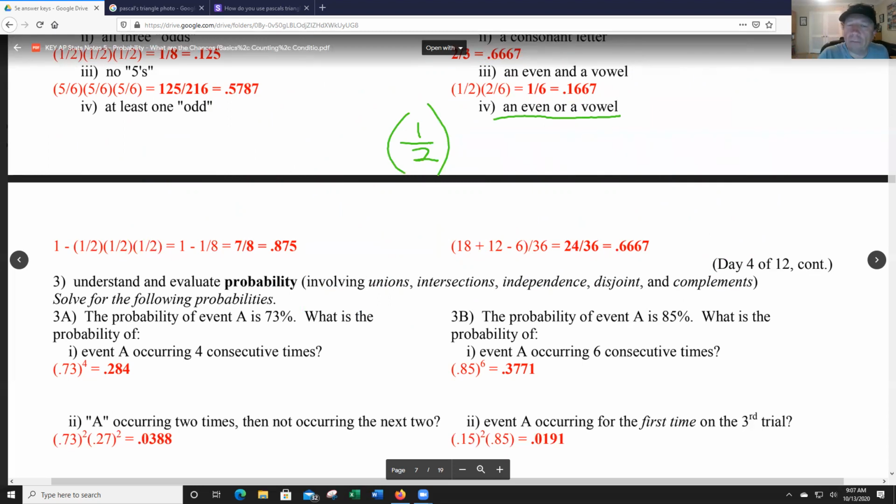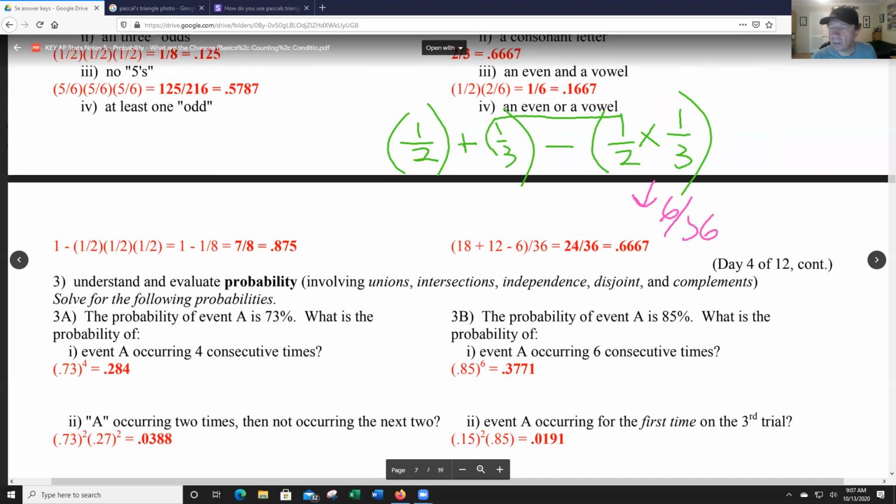The chances of me getting a vowel was 12 out of 36, which is 1/3, right? And I'm going to subtract the intersection. And the intersection will be their product because the events are independent. Notice from your notes, this is 1/6 or 6/36. This is 18/36. And this is 12/36.